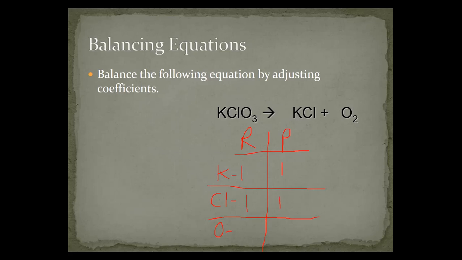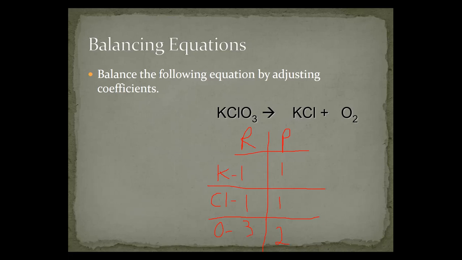And then I get to my oxygens. On the reactant side, I see a 3 next to that, so that tells me there are 3 oxygens. But on the product side, oh, there's our problem. There's only 2. So even though the first 2 atoms are balanced, because oxygen's not balanced, this whole equation is not balanced. So now we've done our count. Now we need to change things to make them balanced.